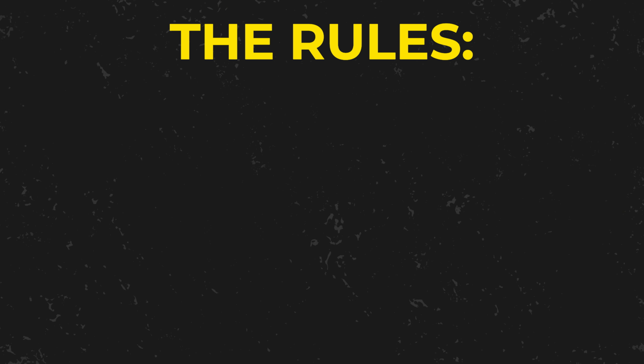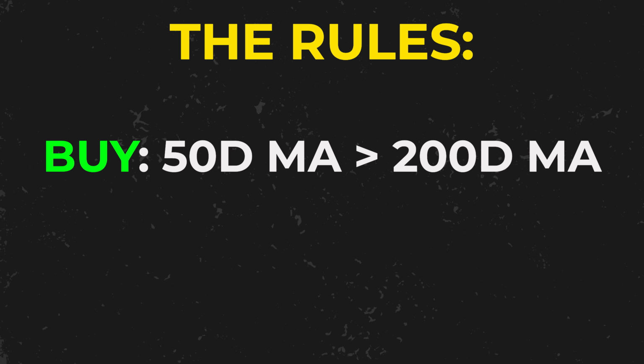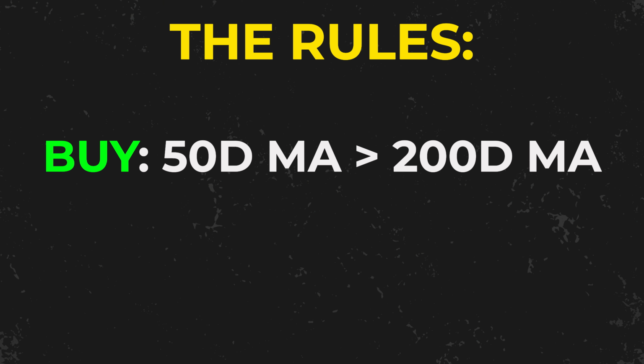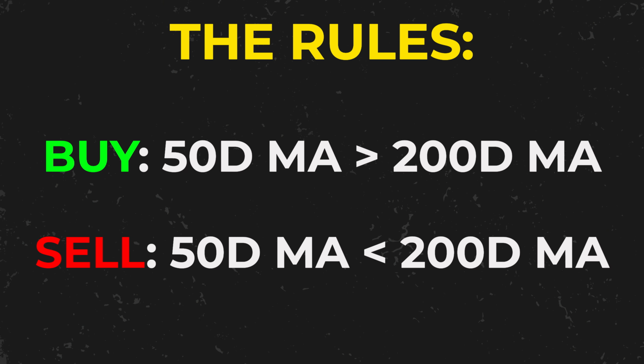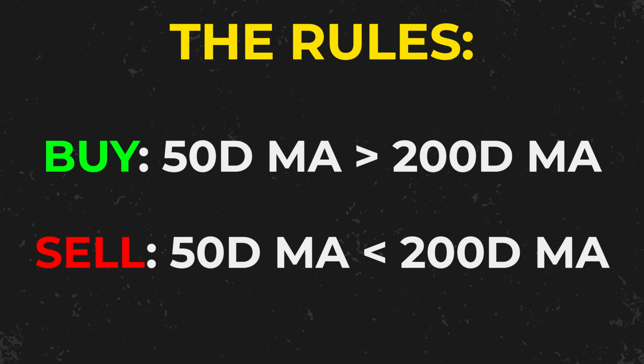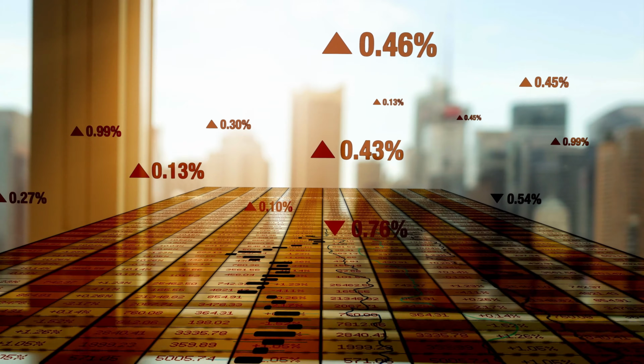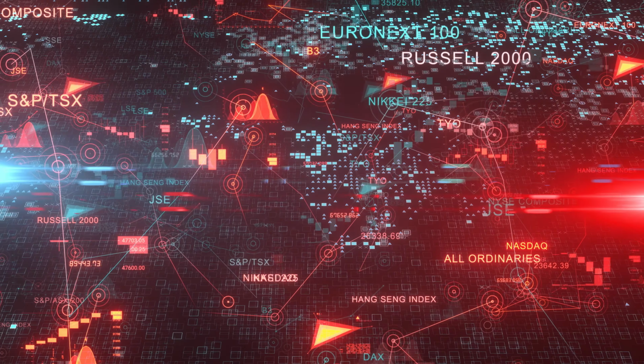In this example, the rules might look like this. You buy when the 50-day moving average crosses above the 200-day moving average, and sell when the 50-day moving average crosses below the 200-day moving average. Clearly defining your rules will help ensure accurate backtesting results.